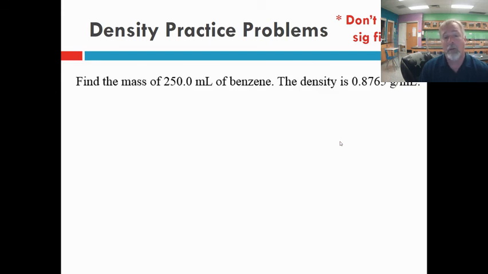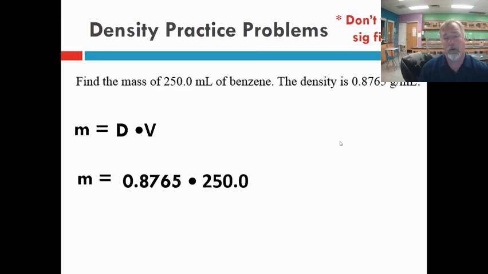So again, I want you to remember your base equation, D equals M over V. Use your little triangle. How do we arrange our triangle? We're going to cover up that M on the top. What are we left with? We have density times volume. That's going to be our equation. Mass equals density times volume. So let's plug in our numbers. 0.8765 grams per milliliter times 250 milliliters. I'll put those together in your calculator. It's going to tell you 219.125.